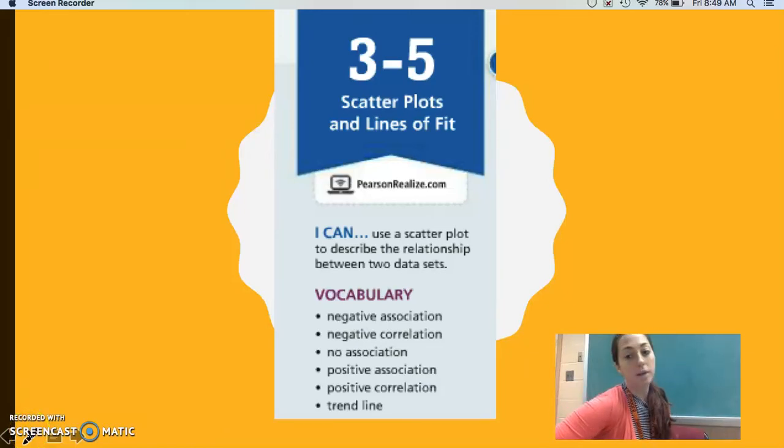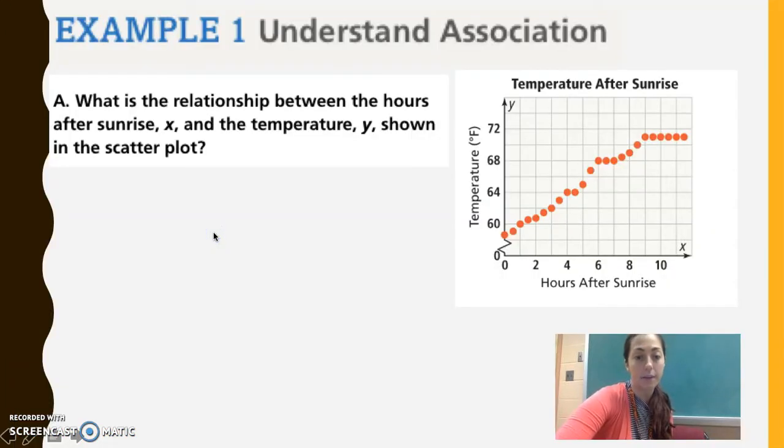Hello, so we're talking about scatter plots and lines of fit. I can use a scatter plot to describe the relationship between two data sets. The vocabulary we're going to be working with is negative association and correlation, no association, positive association and correlation, and a trend line.